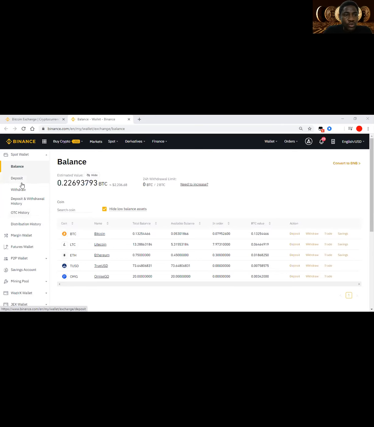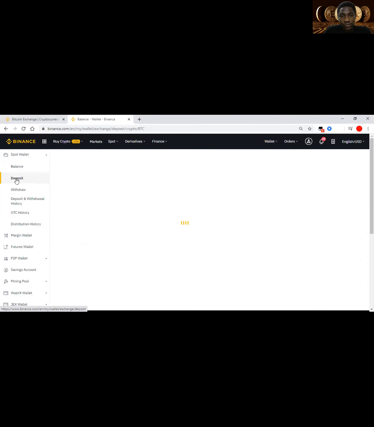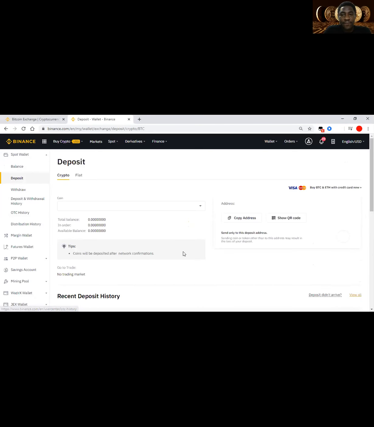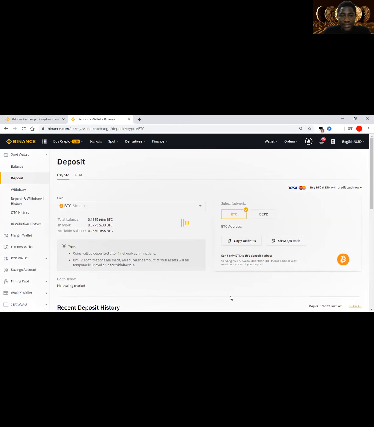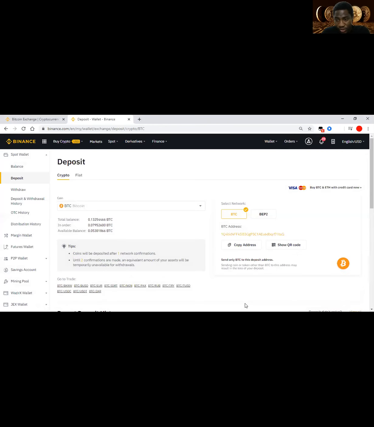Now, when you come here, you click on deposit. Please, we want to deposit Bitcoin, not Ethereum, not Litecoin, not Ripple, not EOS. If you want to deposit Bitcoin, make sure what you are seeing is Bitcoin. Can you see that? BTC.